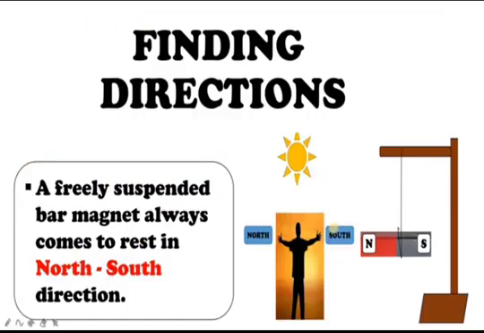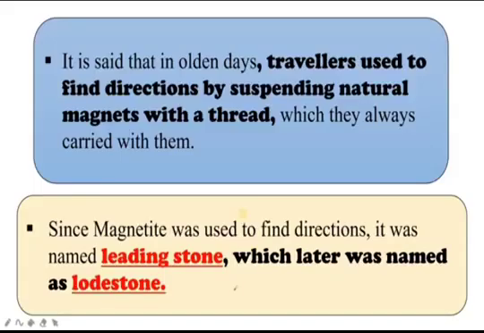Okay. In order to find out the direction, in the previous class we learned that a freely suspended bar magnet always comes to rest in the north-south direction. Or when you stand opposite to the direction of the sun, you can easily find out that your left hand will be north and the right hand will be south. It is said that in the olden days travelers used to find direction by suspending natural magnets with a thread, which they always carried with them. Why? Because that magnet will always show the north and south direction.